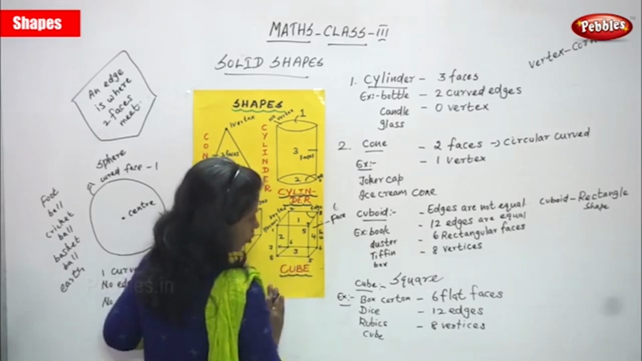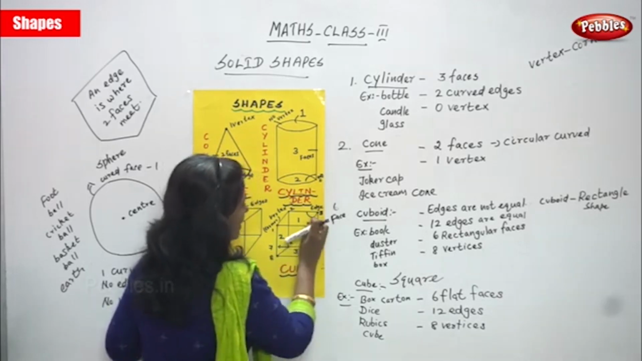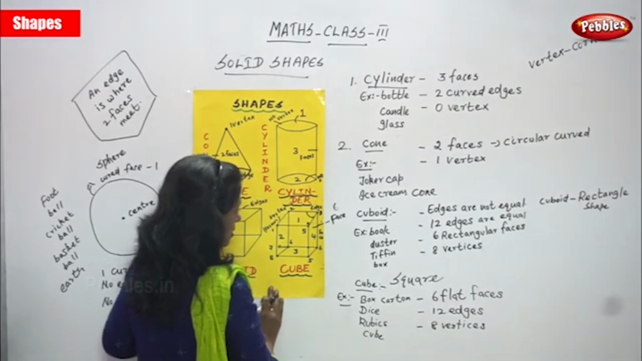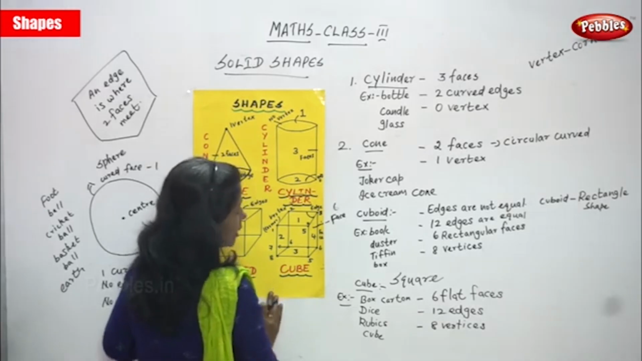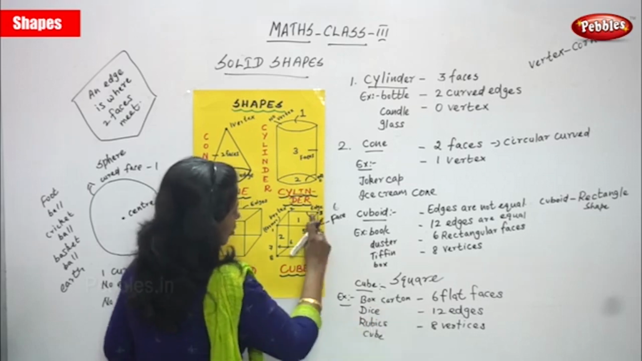Next, what is this? 12 edges. What are edges? This is called an edge. This is called an edge. So how many edges are there? That is 12 edges. We can call it 12 edges. This is called an edge.